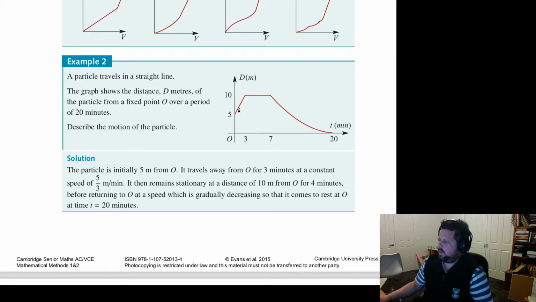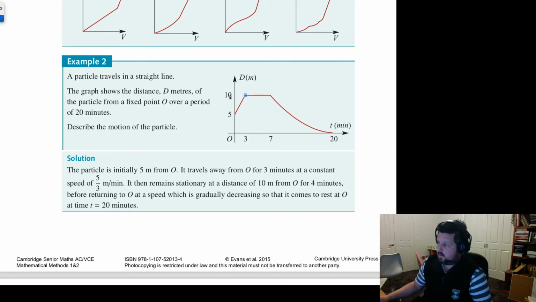Now, we can work out the rate as well by working out the gradient of that line. Again, this has a rise of 5, from 5 to 10 is a rise of 5, and a run of 3, from 0 to 3. Rise over run is 5 over 3 meters per minute. So for the first 3 minutes, it's going at a constant speed. You can see it's a straight line there, and it's going at the rate of 5 over 3 meters per minute. Once we get to this particular point, we're 10 meters away from the origin. You can see that the gradient or the slope of this graph is 0, which means that the particle is remaining stationary.